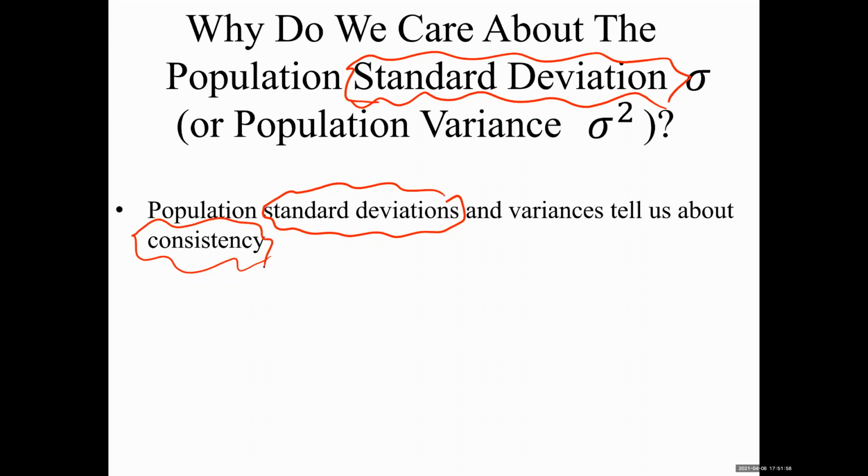So is the player consistent? Can they put up 40 points a game? Or is it that some days they have really bad days, some days they have really good days? You want to get an idea of how consistent the player is.